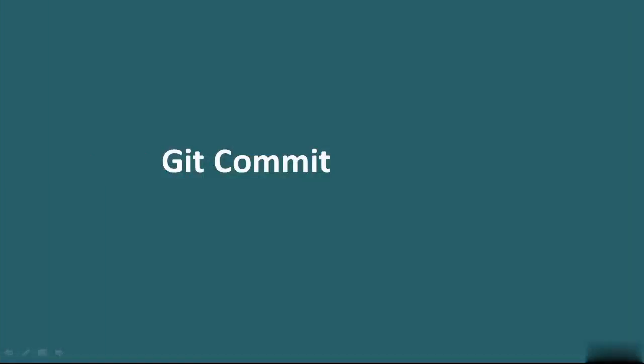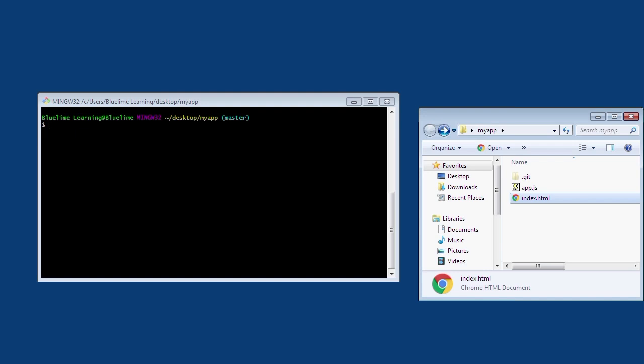Hello and welcome to this lecture. In this lecture, I'm going to walk you through how to commit your files in the staging area. This is my Git Bash and these are the files in my directory. So I'm going to type in the command git status so that I can see what's in the staging area or staging environment.